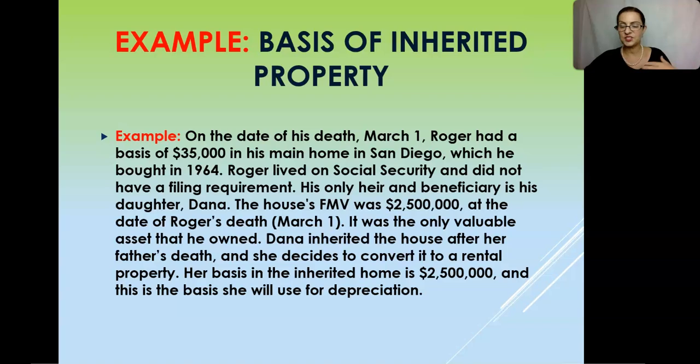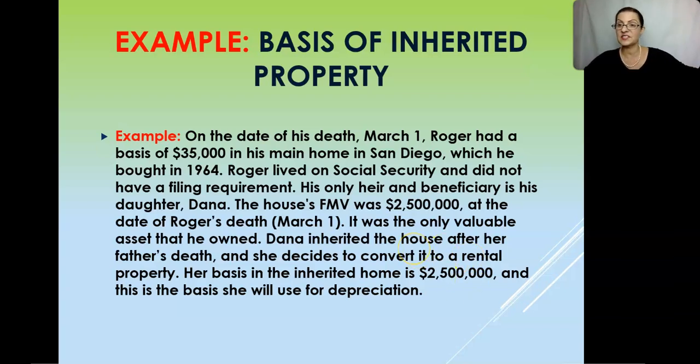So the house passes to her, and her basis in the inherited home is $2,500,000. And this is the basis that she's going to use for depreciation on her own tax return because now it's her house, right? It passed to her, it's her house, but she doesn't live in it. She treats it as a rental. And her basis for depreciation is going to be $2,500,000 because that was the fair market value of the house on the date of her father's death. So this is a very beneficial tax treatment for her.